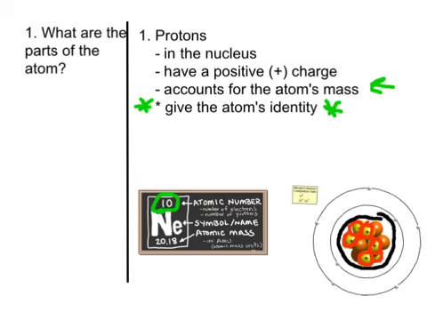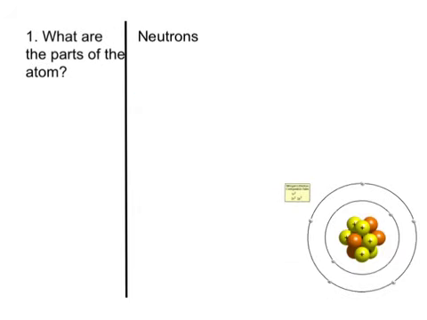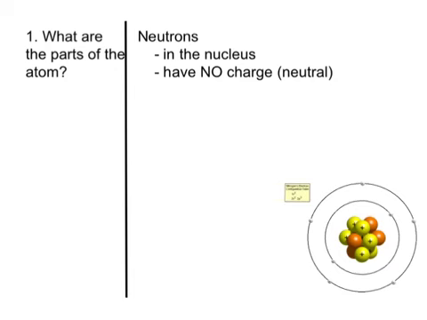Okay, let's take a look at the other part of the nucleus, which are the neutrons. Neutrons are also in the nucleus, and neutrons are neutral, so they have no charge. If we take a look here at our picture, remember we said the yellow ones were the protons, so that means that the orange ones here are the neutrons. It looks like we have 1, 2, 3, 4, 5, maybe 6, okay, 5 or 6 in this nucleus.